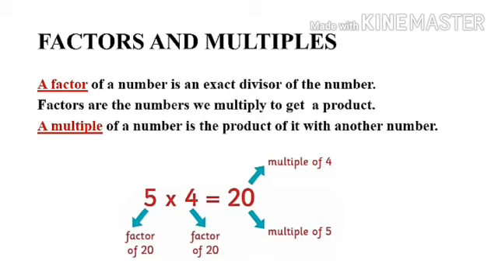A factor of a number is an exact divisor of the number. That is, if we divide a number exactly by another number, without leaving any remainder, then the number with which we divide is called the factor. Or we can say that factors are the numbers we multiply to get a product.